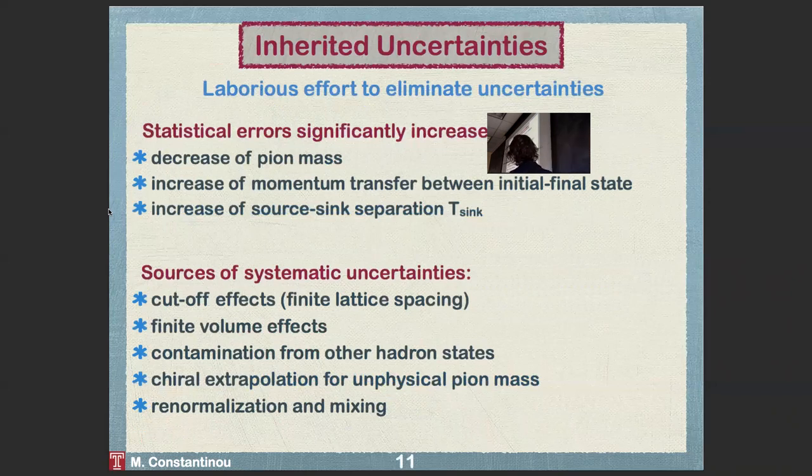When it comes to systematic uncertainties, there are a few that we try to keep under control. For example, finite lattice spacing effects, and this is also in connection with how one decides to discretize the QCD Lagrangian. What is the lattice action of interest? We simulate on finite boxes, which means we might have finite volume effects if we don't keep large volumes.